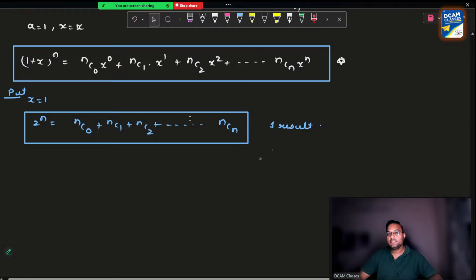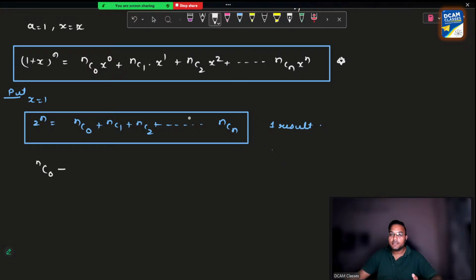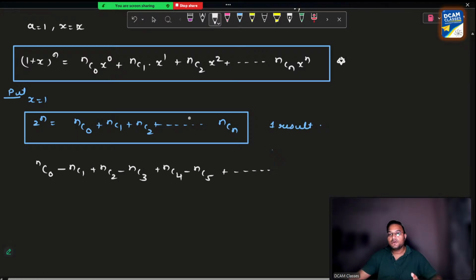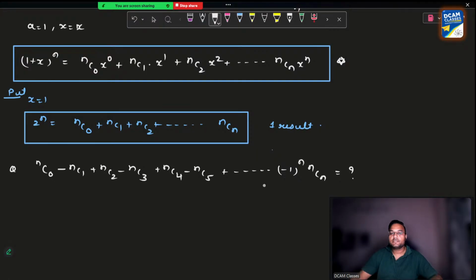Now suppose they have asked you to find out the sum of this thing, nC0 minus nC1 plus nC2 minus nC3 plus nC4 minus nC5 plus and so on, minus 1 whole power n nCn. This sum they have asked. Can you tell me the answer? Can you think how you will proceed to solve this one? Take it as a question. See, you take the hint.